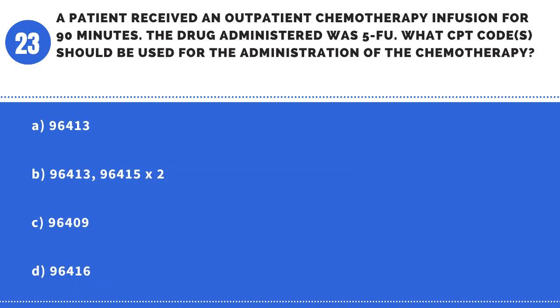Question 23. A patient received an outpatient chemotherapy infusion for 90 minutes. The drug administered was 5-FU. What CPT code(s) should be used for the administration of the chemotherapy? A. 96413. B. 96413, 96415 x2. C. 96409. D. 96416. Answer: A.